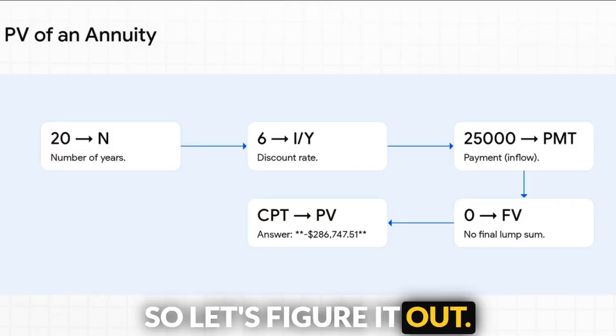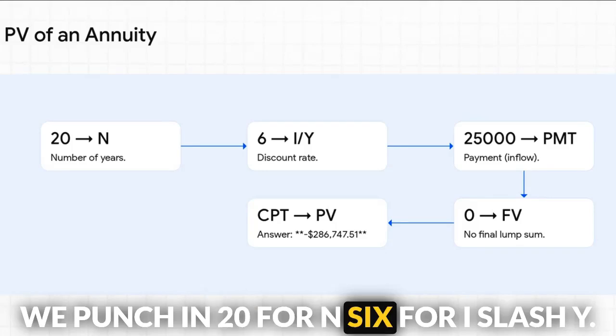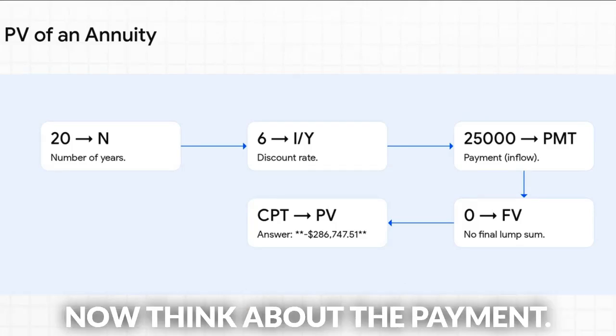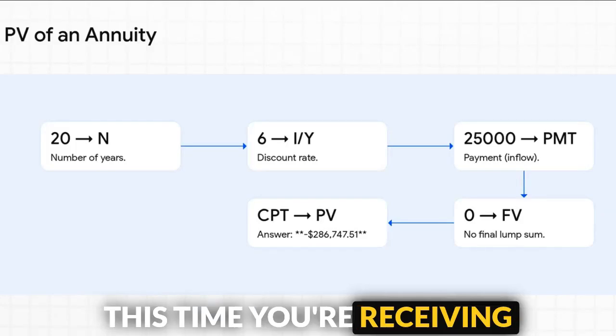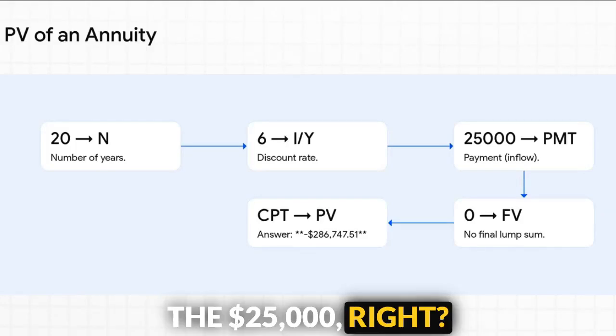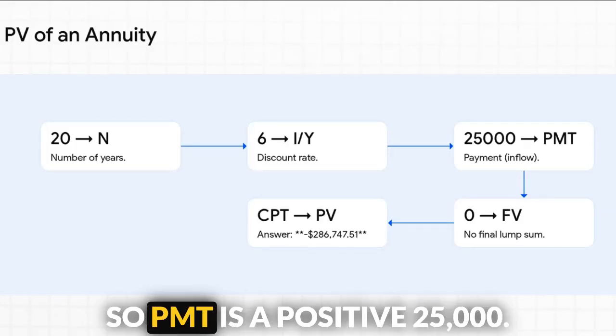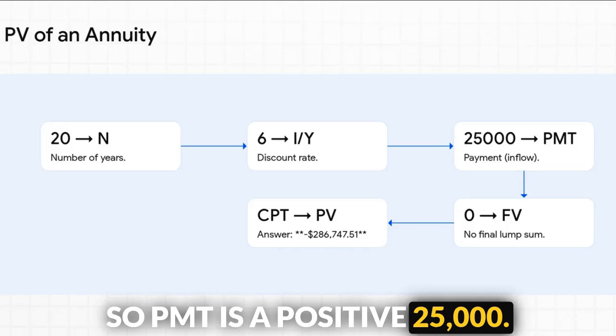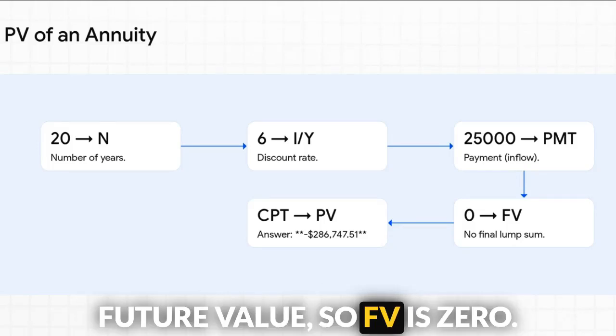So let's figure it out. We punch in 20 for N, 6 for I/Y. Now think about the payment. This time you're receiving the $25,000, right? It's cash coming to you. So PMT is a positive 25,000. We're not solving for a future value, so FV is 0.